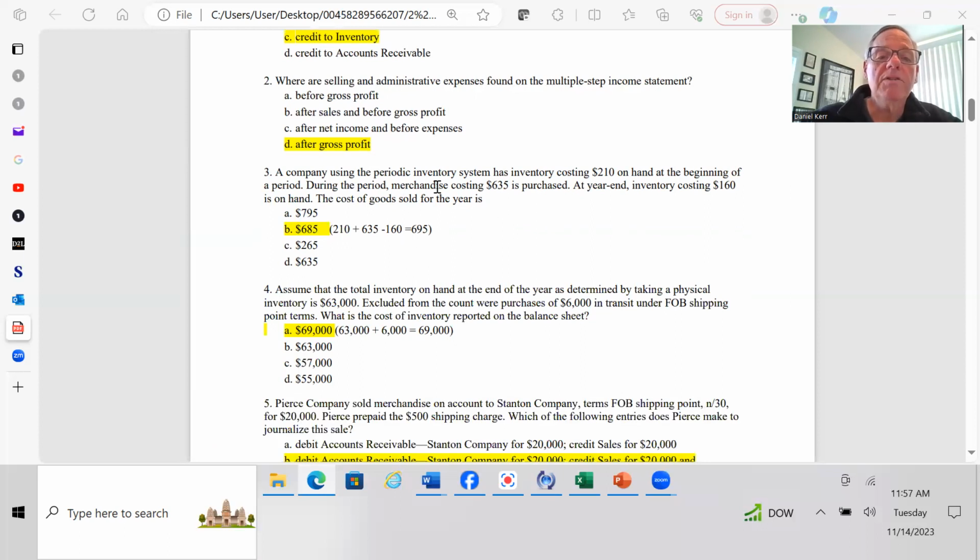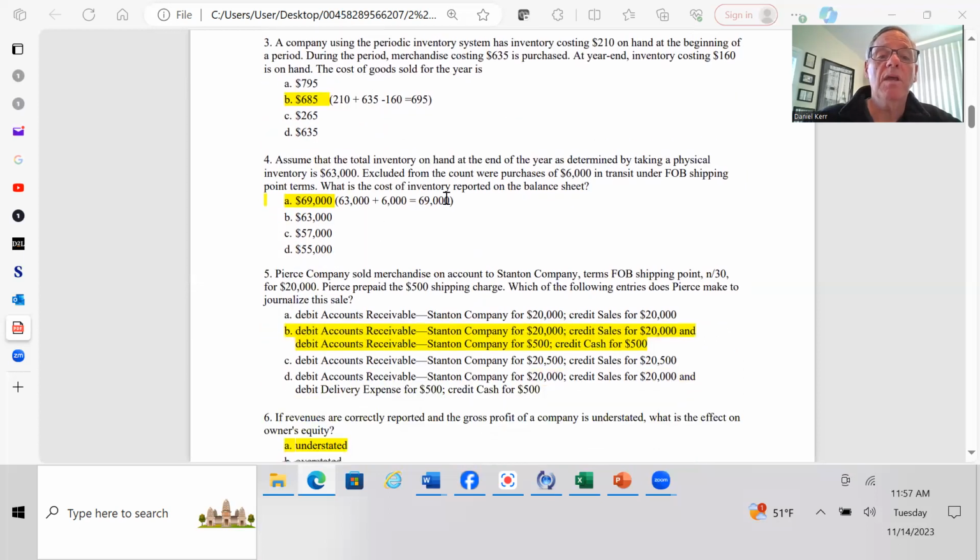Number 3, a company uses a periodic inventory, and in a periodic inventory system, we don't know what's in inventory till we count it. We don't know what cost of goods sold is until the end of the period when we count the inventory. And the cost of goods sold calculation is beginning inventory, which in this case is 210, plus the purchases, which are 635, minus the inventory of 160. So the cost of goods sold is 685, and that corresponds to B.